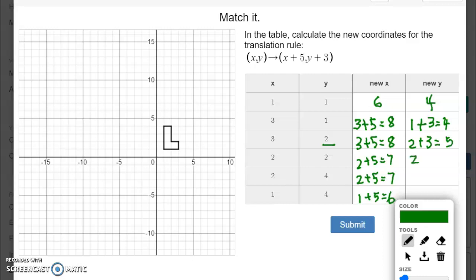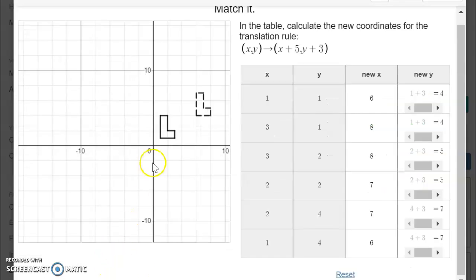Okay, I'm just going to copy down the values here. And then I am going to add 3 to each of the coordinates. That's going to give me 5 and 7 and 7. When I submit, that's what I get.